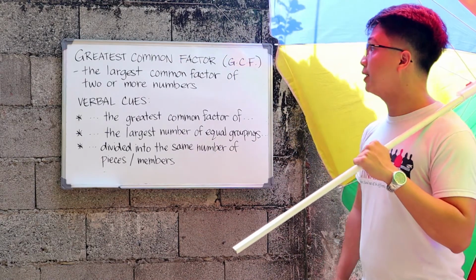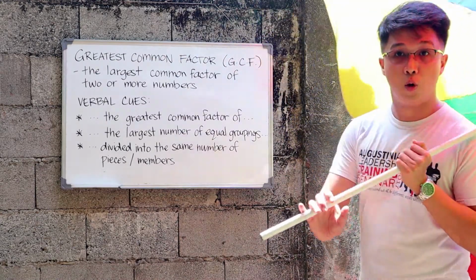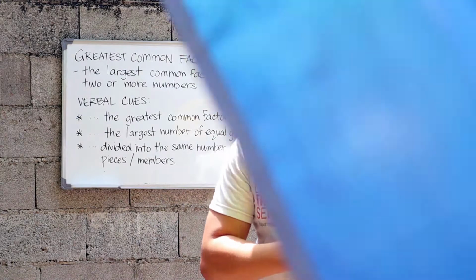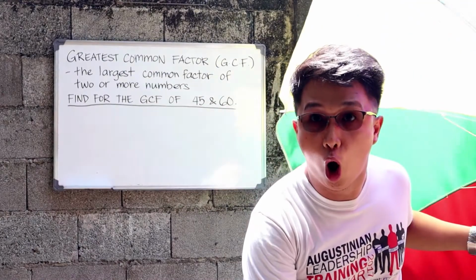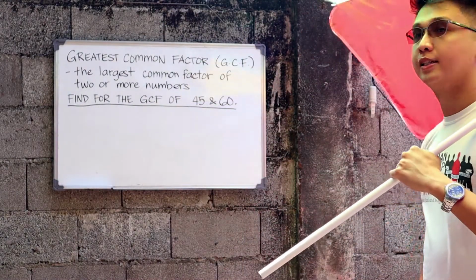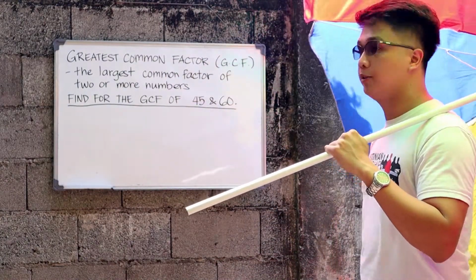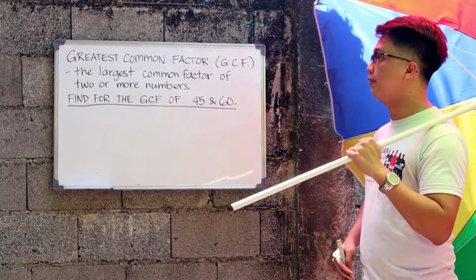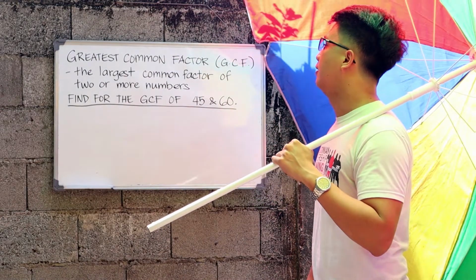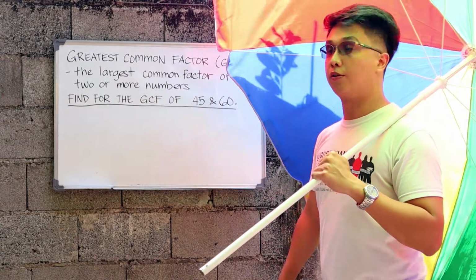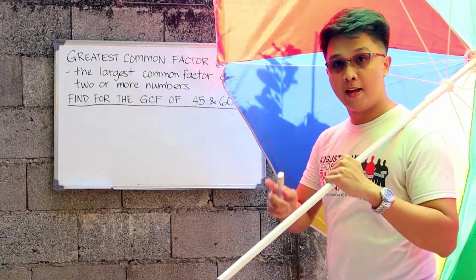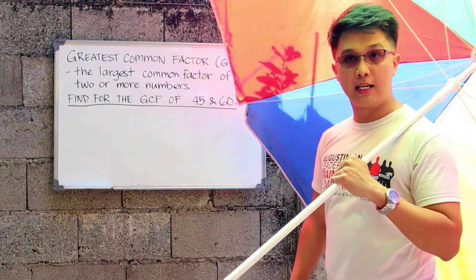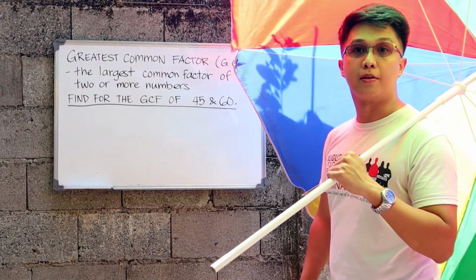Okay, we will now proceed to an example of GCF. Now we're going to discuss the methods of finding the GCF. Find the GCF of 45 and 60. The first method we will learn is the roster method.